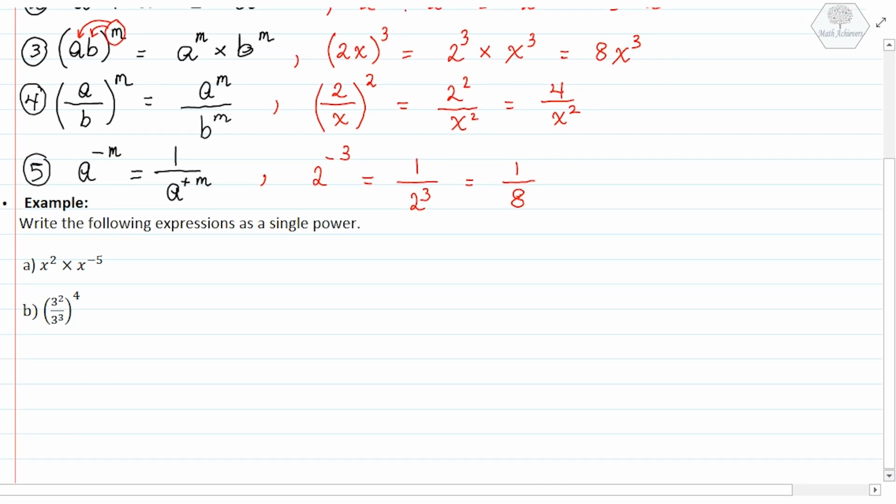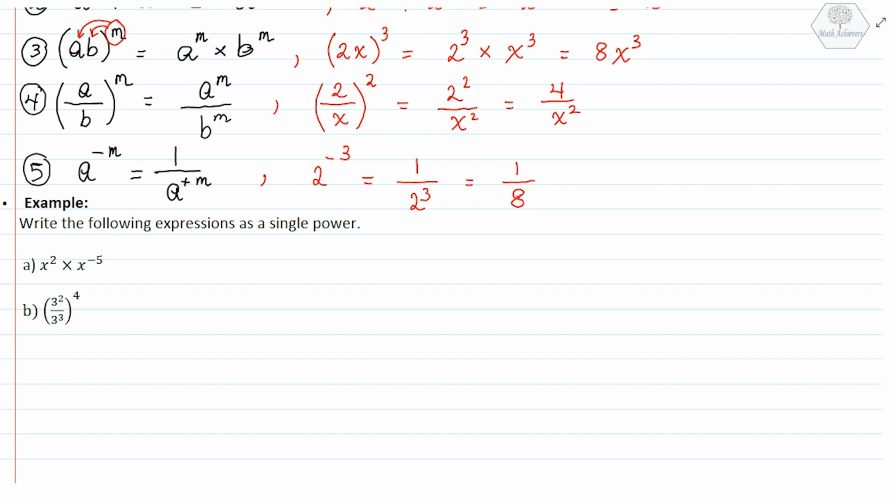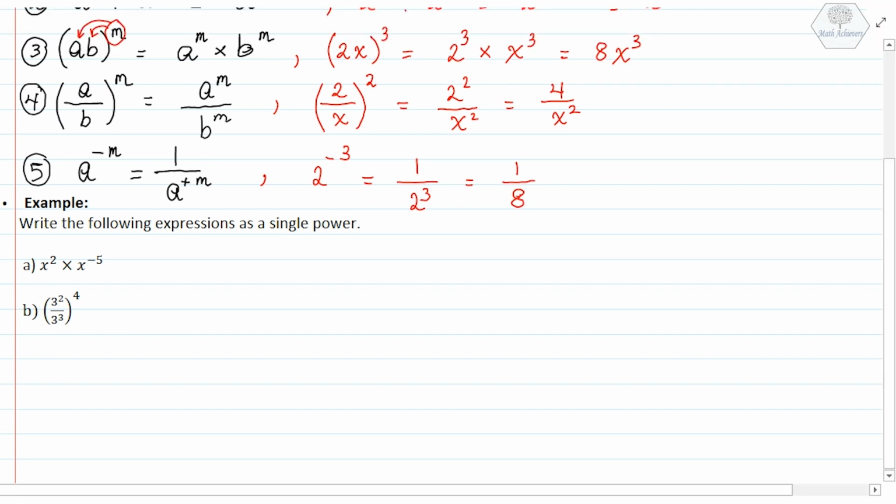Now, let's have an example to solve. We need to write down the following expressions as a single power. Part A, I have x squared times x to the power of -5. Since I'm multiplying powers having the same base, I simply add the powers, so it's x to the power of 2 plus the -5, and this gives me x to the power of -3, which is equal to 1 over x to the power of 3.